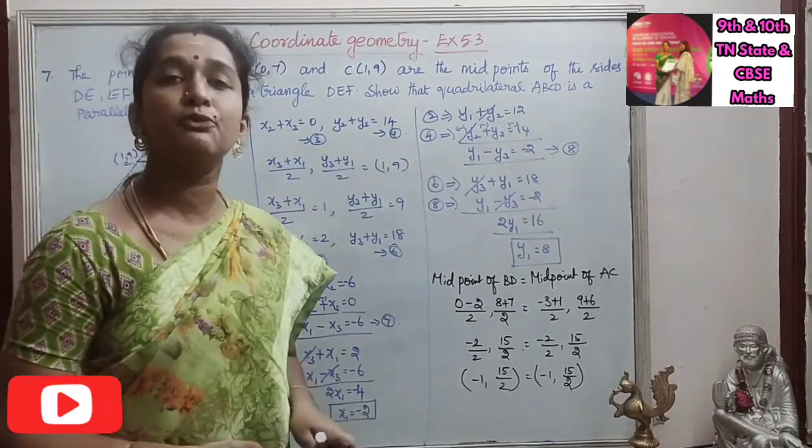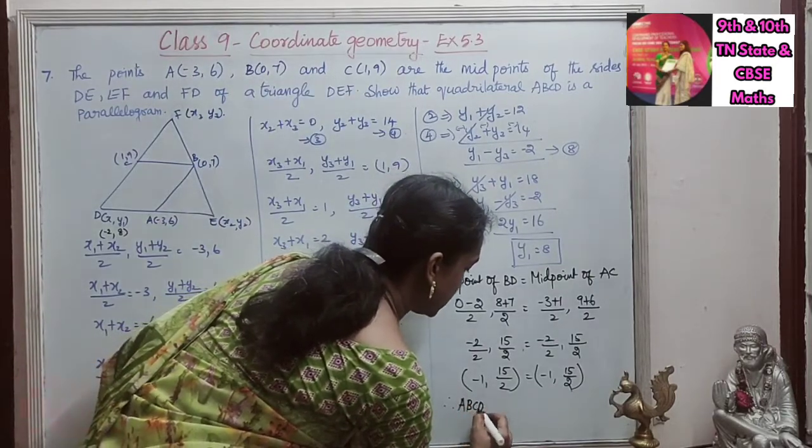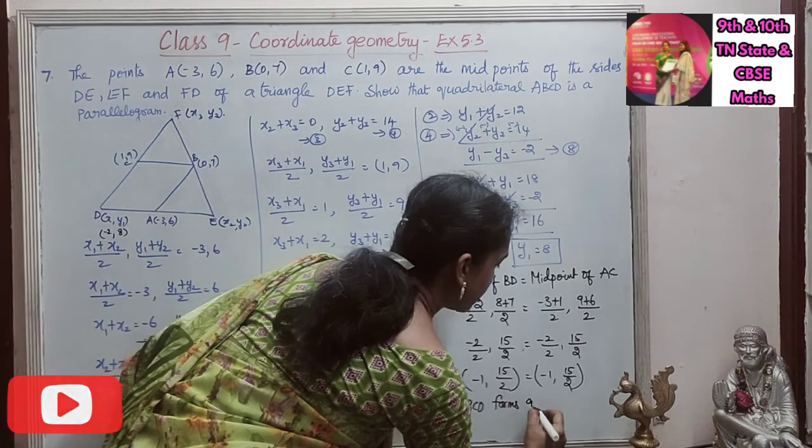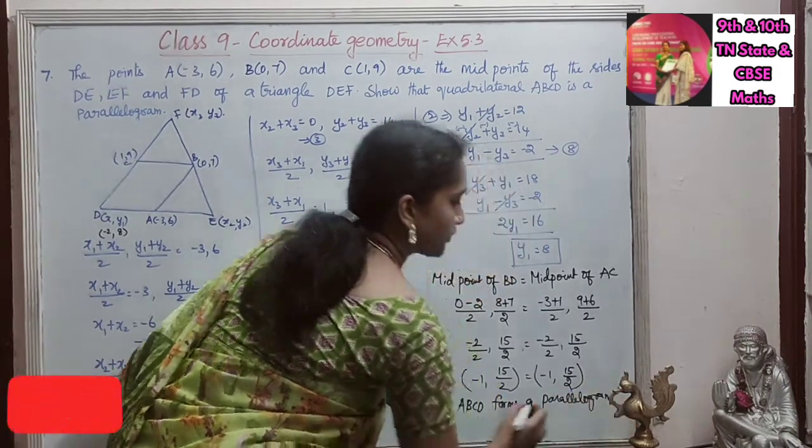So ABCD forms a parallelogram. Therefore ABCD forms a parallelogram. So this is the proof.